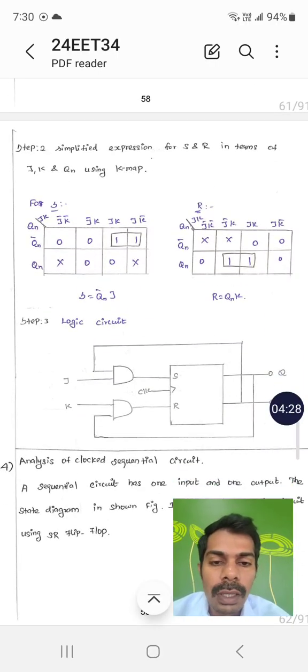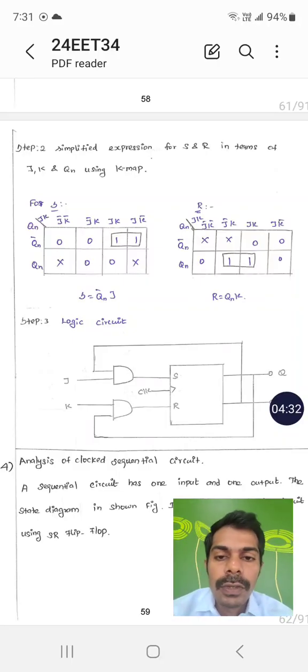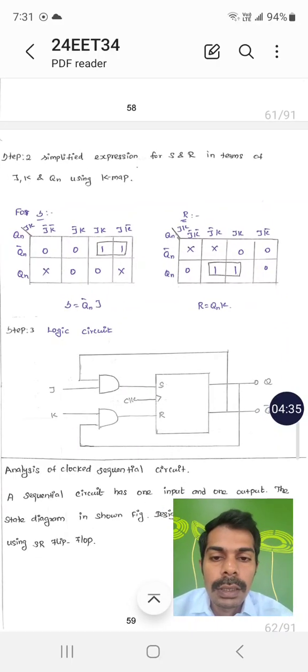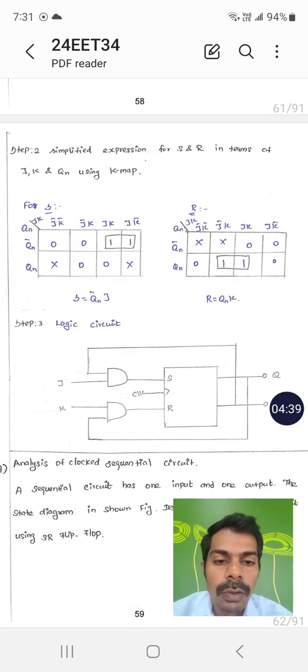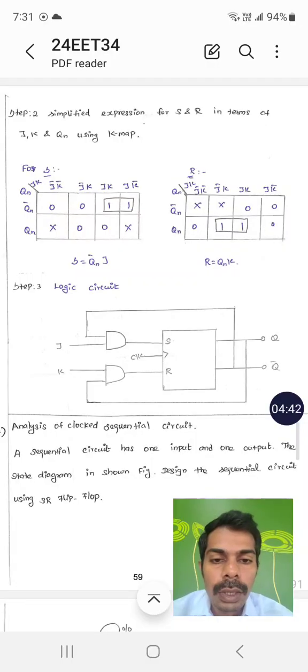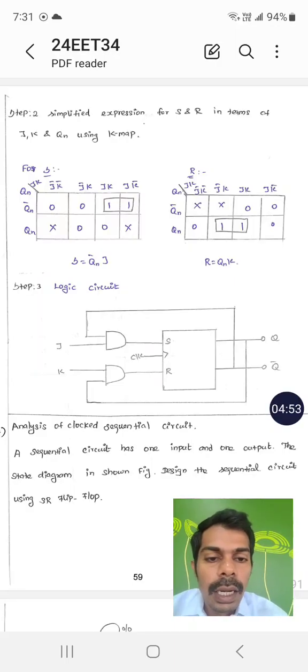Here you first draw the simple block for S and R with clock. First, the input for S is Qn bar and J. We will get the outputs Q and Q bar, Q is the output and its complement Q bar we will get from the flip-flop. So we will take Q bar, which should be ANDed with J. The inputs should be J and K. So J and Qn bar will be ANDed, that is, we should draw the AND gate and it should be given to S.